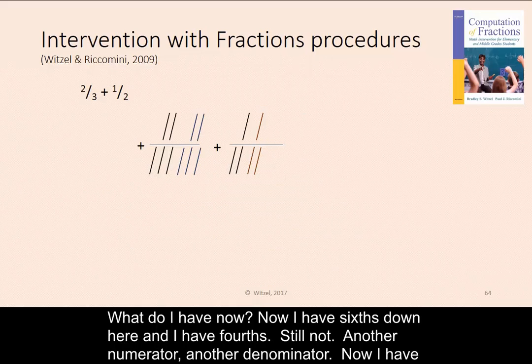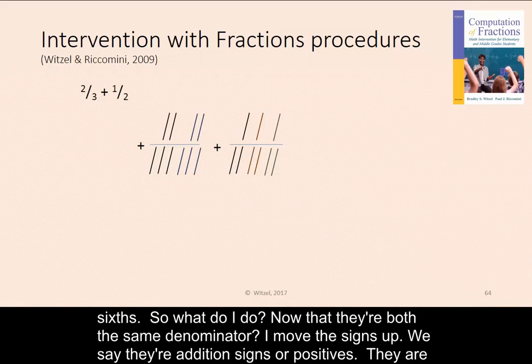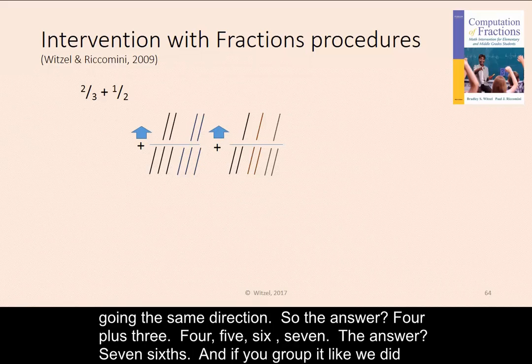So what do I do? Now that they're both the same denominator, I move the signs up. We say they're addition signs or positives. They're going the same direction. So the answer, 4 plus 3. 4, 5, 6, 7. The answer, 7/6. And if you group it like we did earlier, you'll see it's really 1 and 1/6.